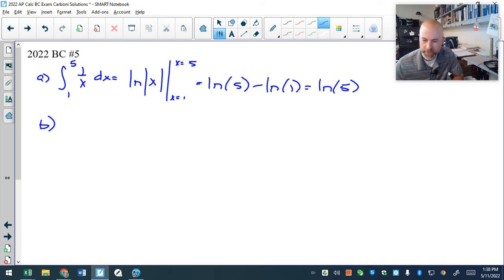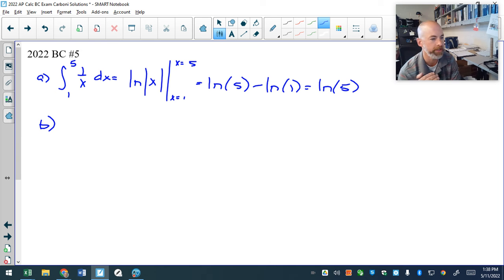All right, number B, the region R is the base of a solid. At each x, the cross section is a rectangle with area given by that. Find the volume of the solid. Okay, they're kind of nice on this one. This is going to be an integration by parts.